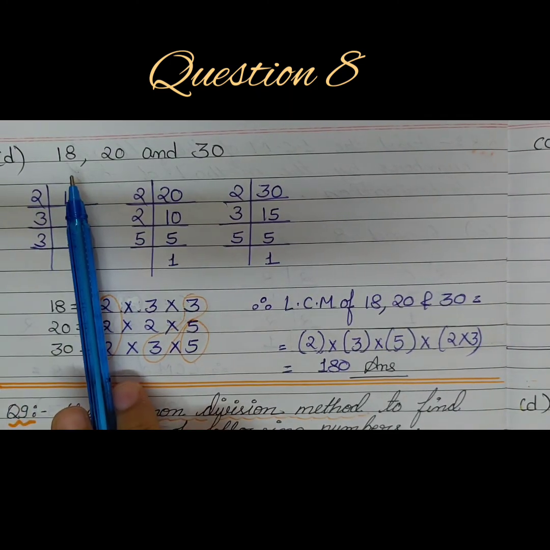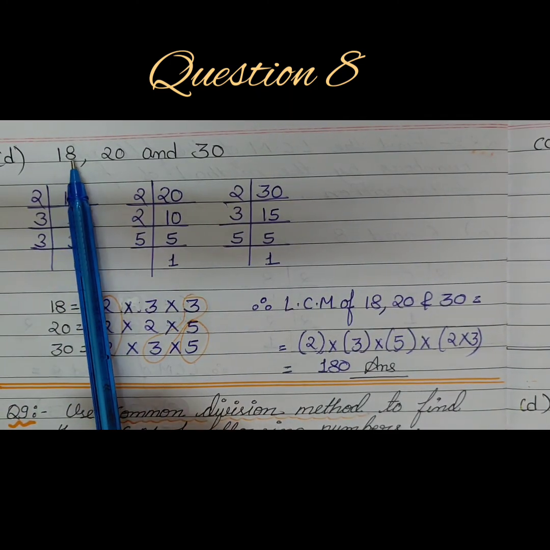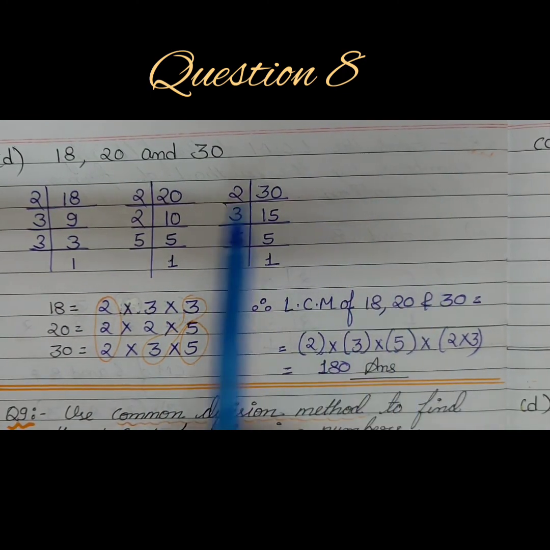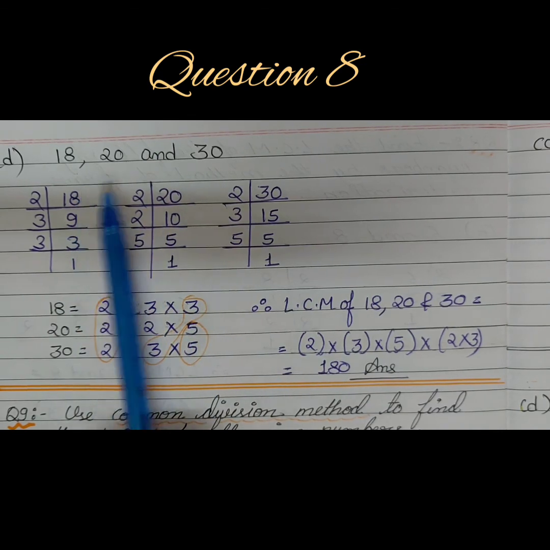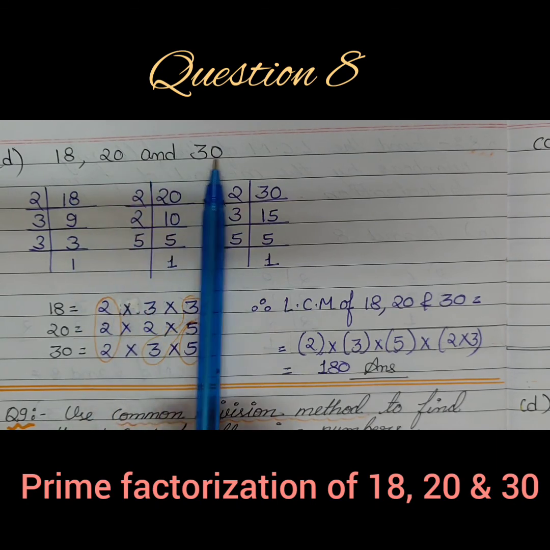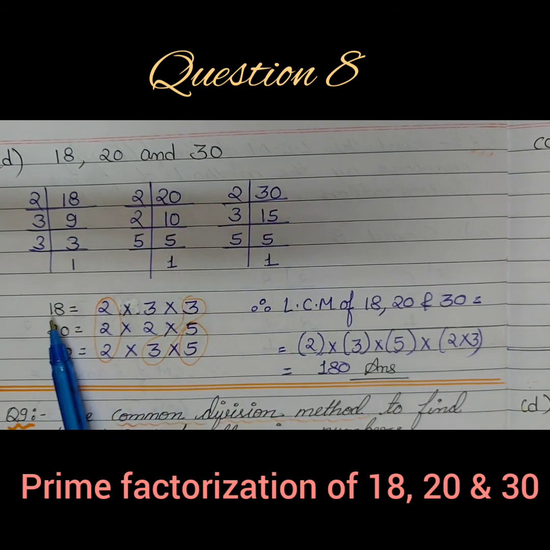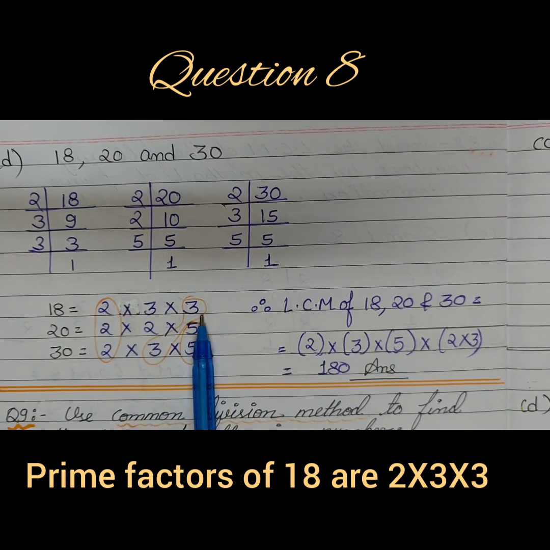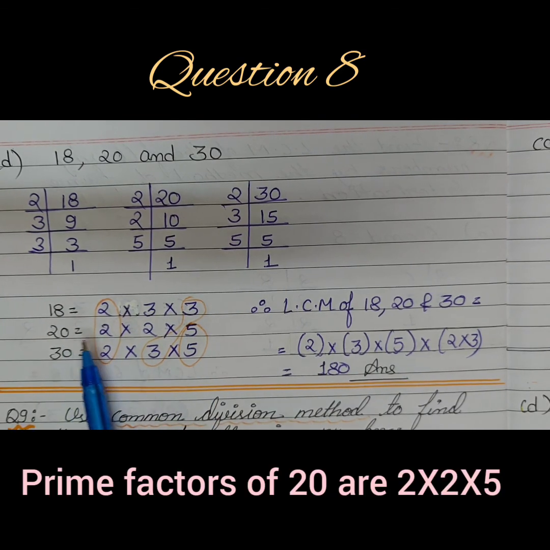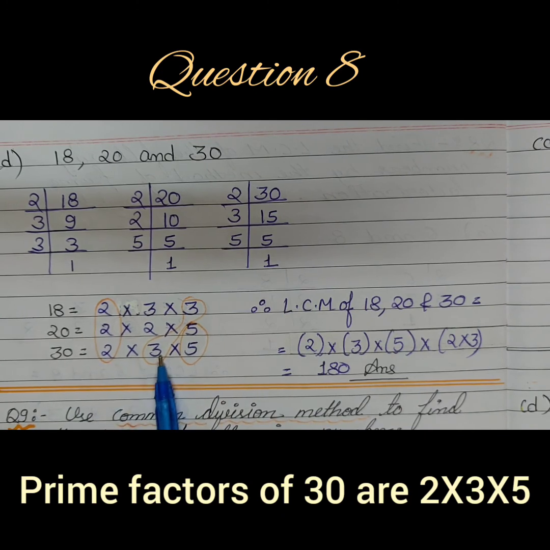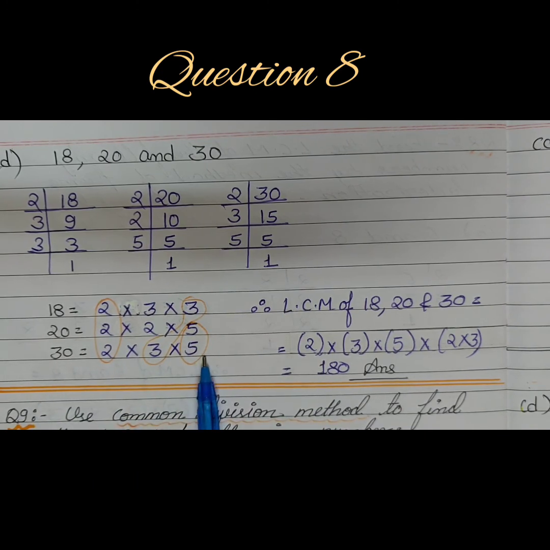The next part is find out the LCM of 18, 20 and 30 by the method of prime factorization. Now in this question we have 3 numbers. So first find out the factors of 18, 20 and 30 separately. So the factors of 18 are 2 into 3 into 3. Factors of 20 are 2 into 2 into 5. Factors of 30 are 2 into 3 into 5.